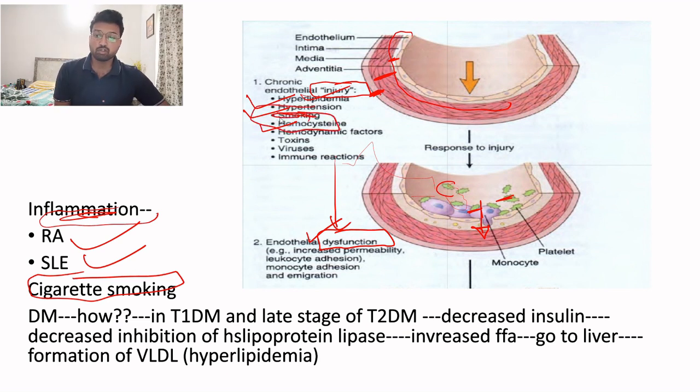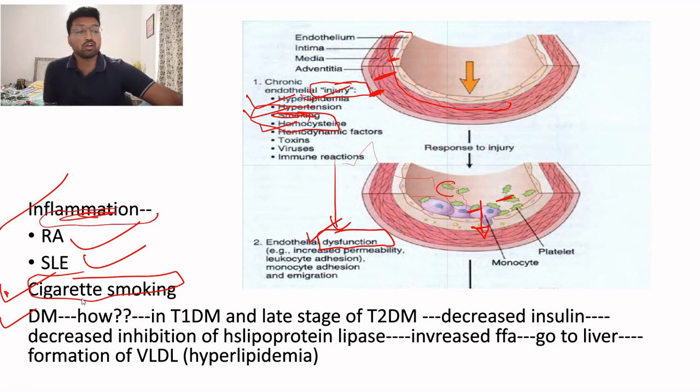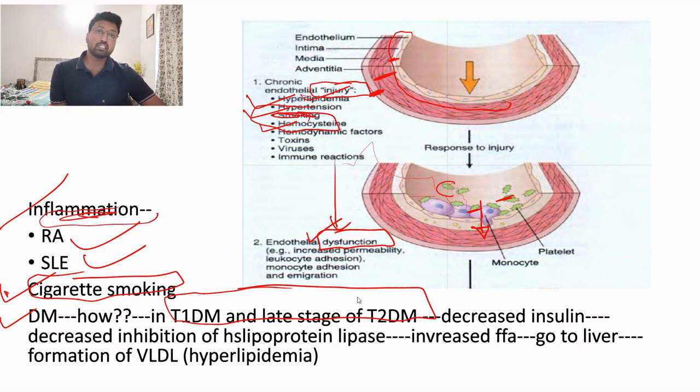Now we have talked about inflammation. We have talked about cigarette smoking. Now diabetes mellitus. How does diabetes cause atherosclerosis? So what happens in diabetes is, we are talking about either type 1 diabetes or late stage of type 2 diabetes. What happens in type 1 diabetes and late stage of type 2 diabetes? Initially in type 2 diabetes, we know that there is an increase in the insulin levels, but later on what happens is that the beta cells will ultimately decrease in number.